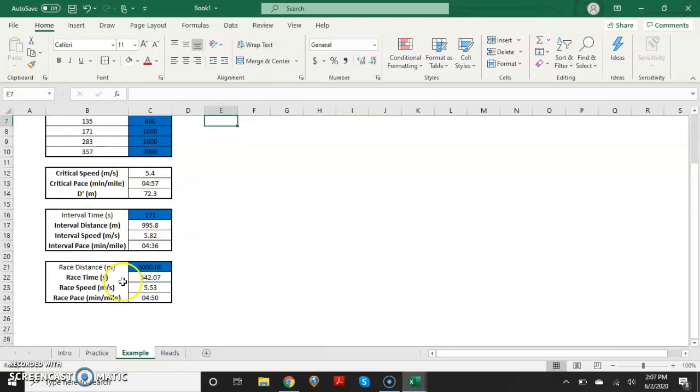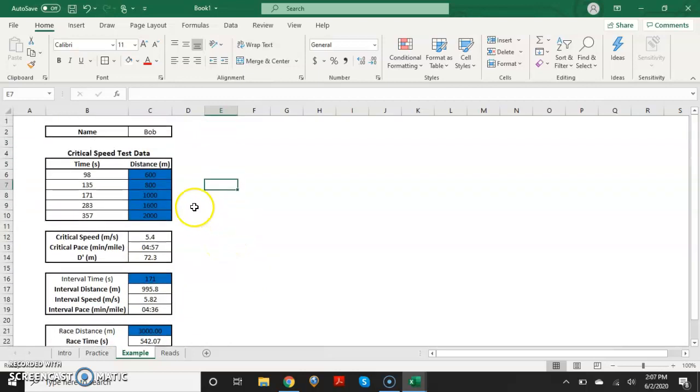So as you can see, there are just so many ways to really do whatever you want with this, in order to best serve your athlete, or best serve yourself if you're using this as a training tool for yourself.